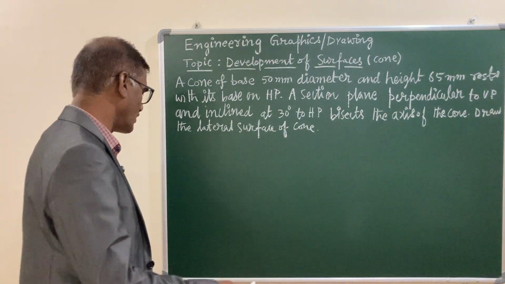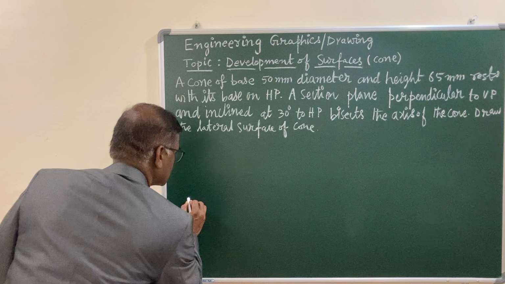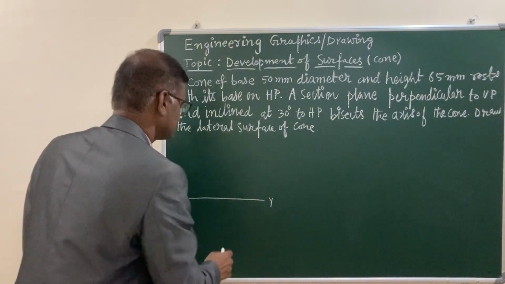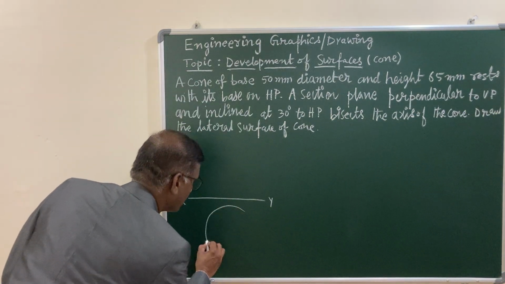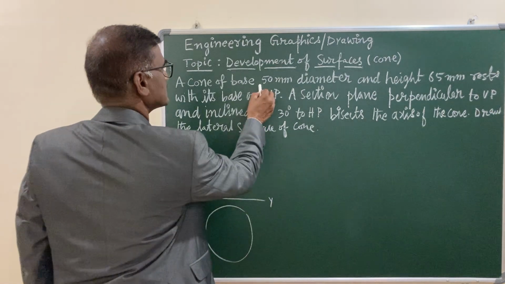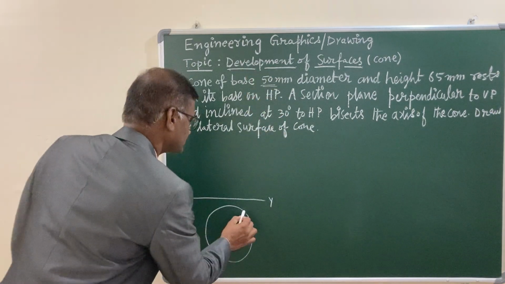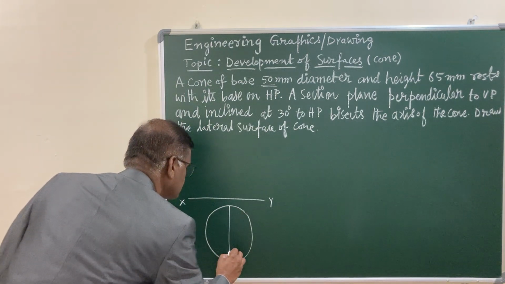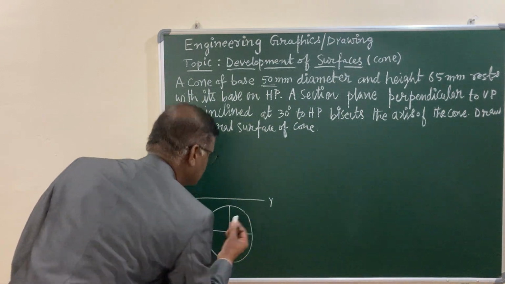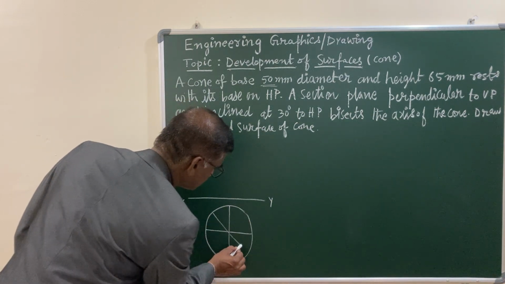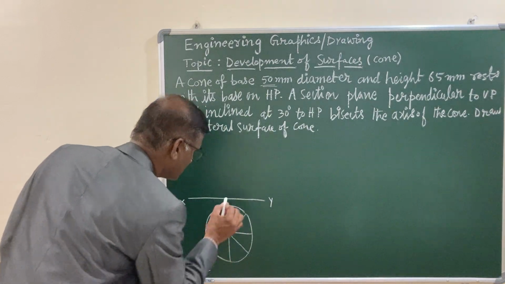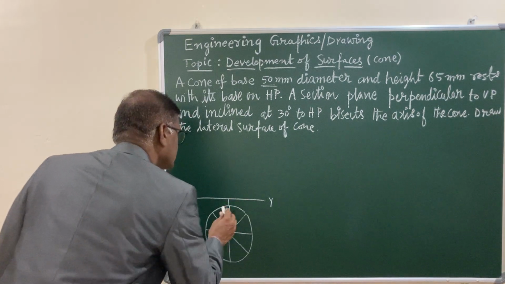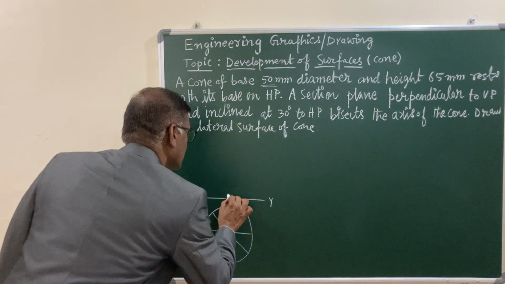For that purpose, let us draw a horizontal line XY, draw a circle whose diameter is given as 50 mm with the help of a compass. 25 mm is the radius. Let us divide the circle into 8 equal parts with the help of the mini drafter, and then project it and draw the axis.